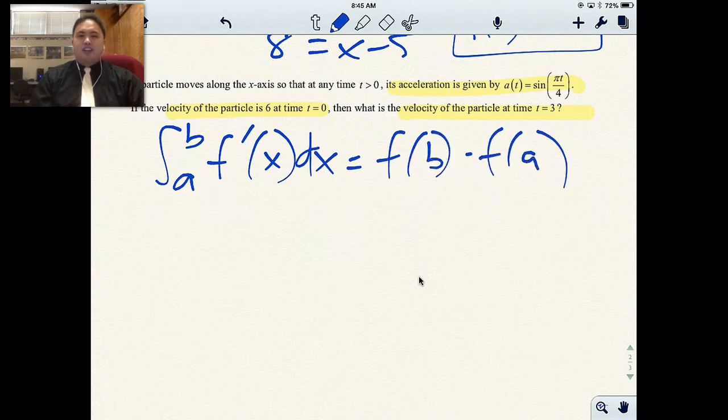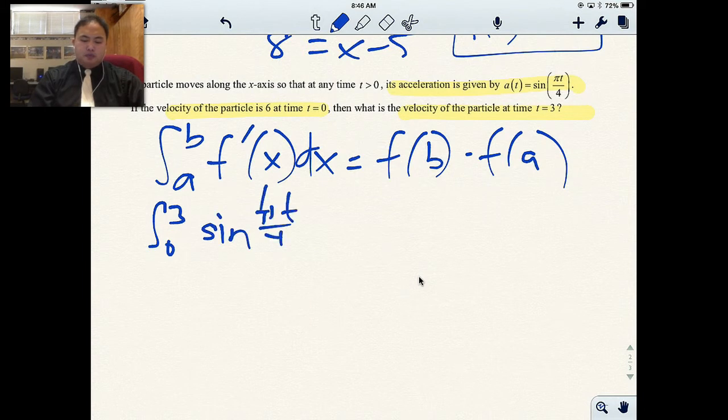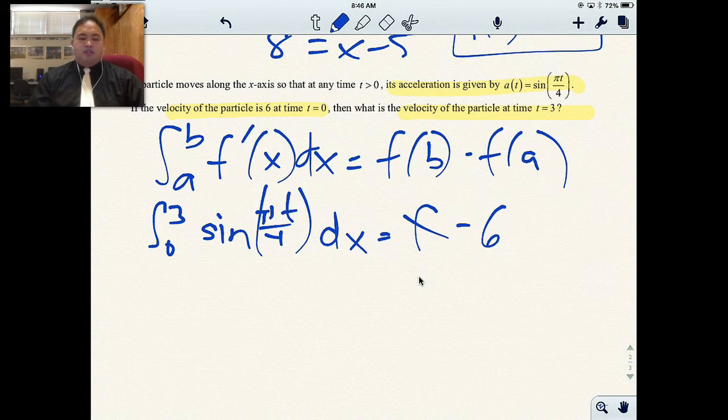Let's plug some stuff in. They give me 0 to 3, so I know this is 0 to 3. They give me acceleration, which is the derivative of velocity, so I'll put that function in. And then f of b is f of 3, which I don't know. I'm going to call that x. Sorry, it's an ugly x. And then they gave me f of 0 is 6. Like so. Time to solve.